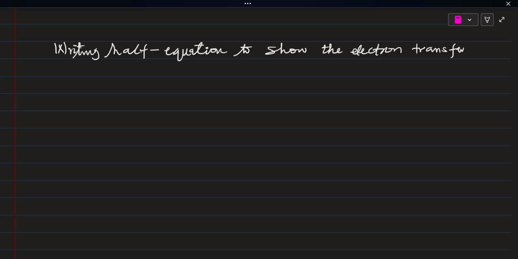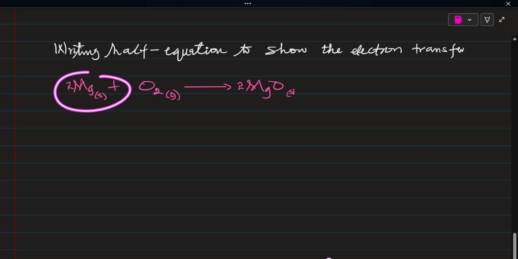So we're still going to use the same reaction that we used up there, the reaction between magnesium and oxygen. Remember we said magnesium loses electrons to oxygen to become magnesium oxide. So if you want to use half equations to show this process, we write down the reactant, that is, we write down magnesium with that process of losing electrons. I'm going to do the same thing for oxygen as well.